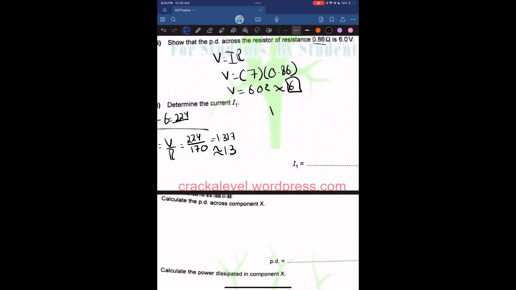We know that I total is equal to I1 plus I2, and this is 7, and I2 is being plus here, it will go there and it will get minus 1.3. We get I1, and I1 is equal to 5.7 ampere. So we write 5.7.